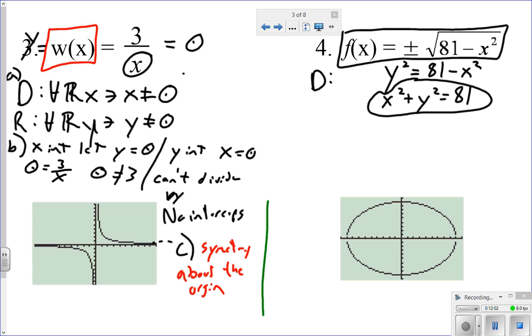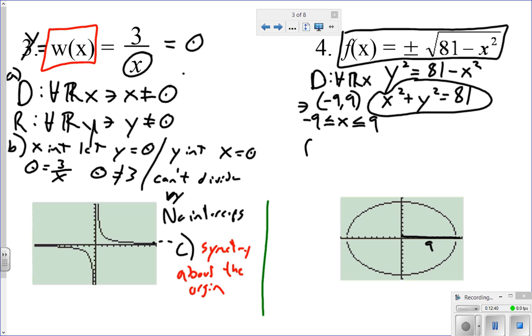So our domain is going to be for all real x's such that x has to be, well, 81, we know the radius is 9. So my x's have to be between, I can do a compound inequality, negative 9 and 9. It can be equal to 9. In interval notation, it'd be -9 to 9. Okay, so that's my domain.